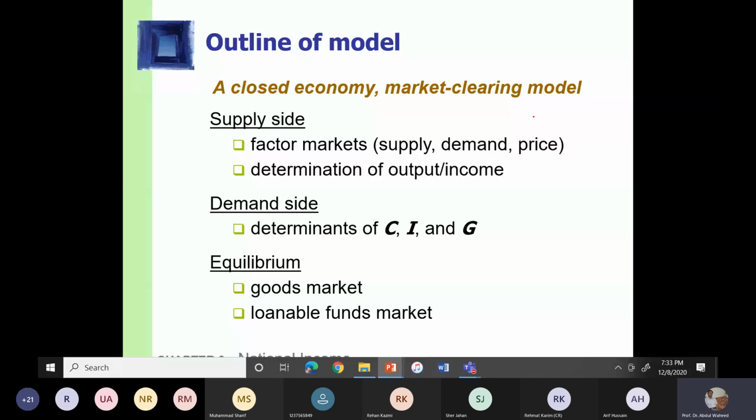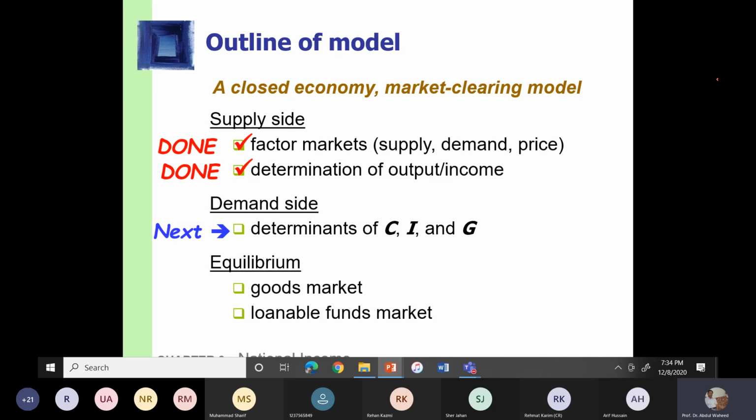So we discussed the factor market, and how equilibrium is achieved in the factor markets and how the prices of factors are determined, the price of capital and price of labor, the equilibrium rental rate and equilibrium wage rate. We discussed how it is determined through the interaction of supply and demand. And we have already discussed the determination of output. Now we'll discuss the demand side of the economy.